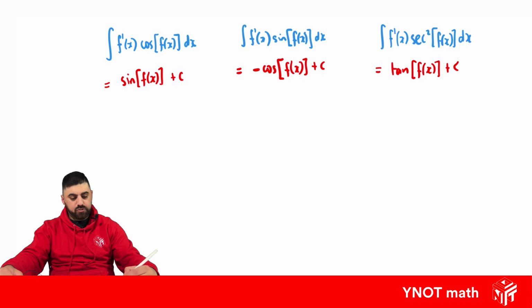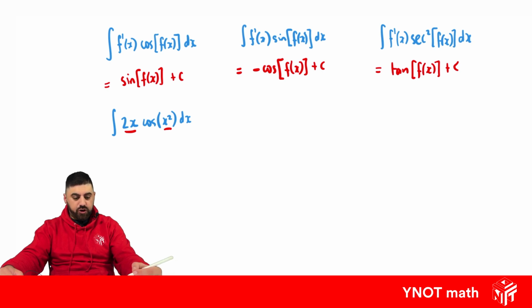So let's have a look at some more examples. I'm going to have a look at the integral of 2x cos of x squared dx. So if it's in reverse chain rule form, we need the derivative of our function to be multiplied by the trig function, and the derivative of x squared is 2x, so it is in that form. So we know the result is going to be in the form of sine of f of x. So we get the sine of f of x, and our f of x is x squared, plus a constant.